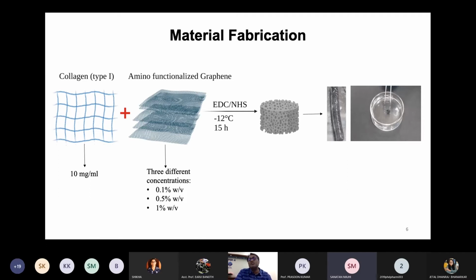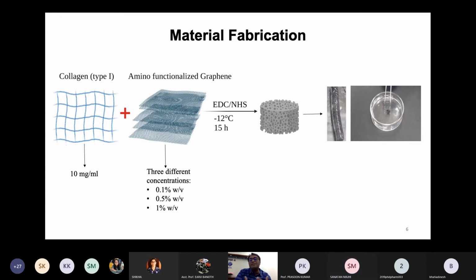Now, if you try to mix graphene itself with collagen, it will only be entrapped within the collagen material. So we first functionalized the graphene with the amino group. Why did we want to functionalize it with the amino group? Because we wanted to conjugate this graphene with the collagen. Collagen has both carboxyl and amino groups. We have chosen the carboxyl group of the collagen and the amino group of the functionalized graphene, which can be conjugated by zero-length cross-linkers called carbodiimide and hydroxysuccinimide.